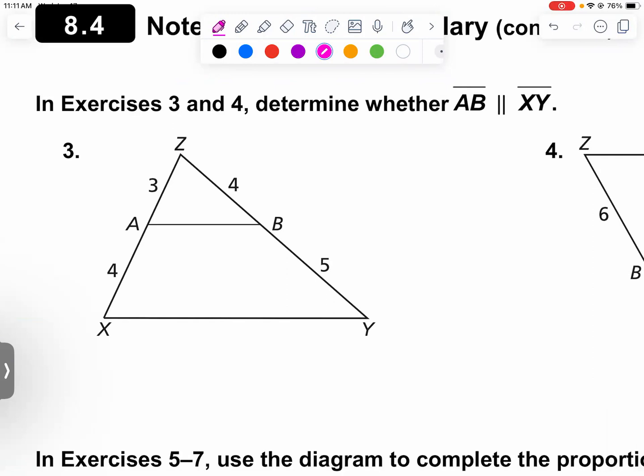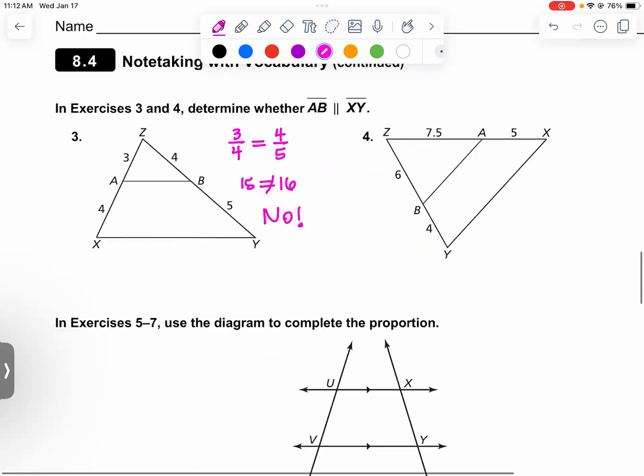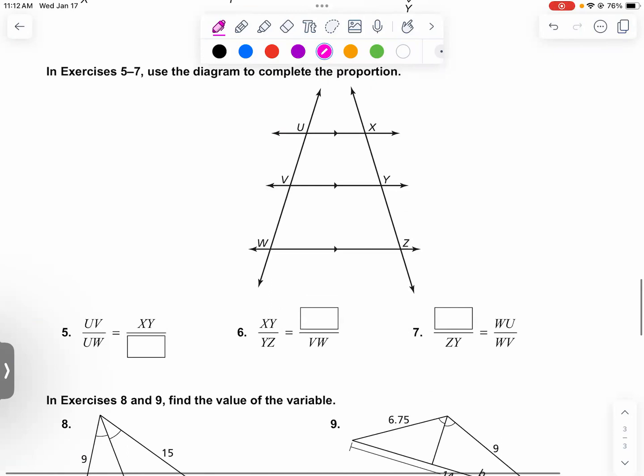Ben, tell us what you did in number 3. I did 3 cross multiply 4 over 5 and it equals 15 equals 16, which is not true. Okay. So AB and XY are not parallel here. All right. Now here, UV over UW equals XY over XZ.